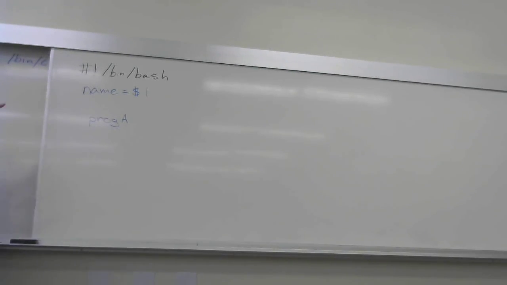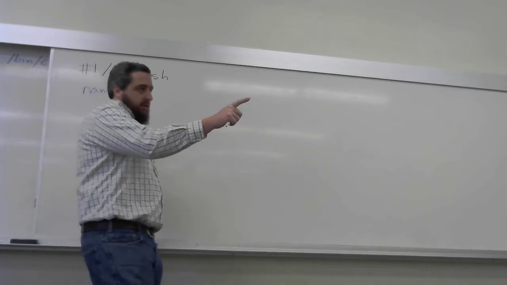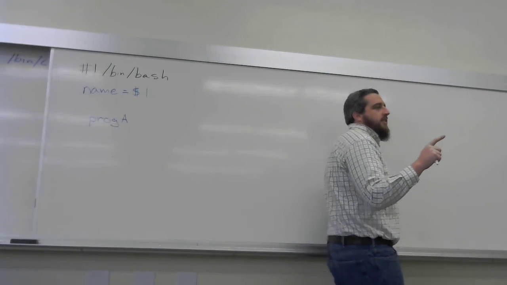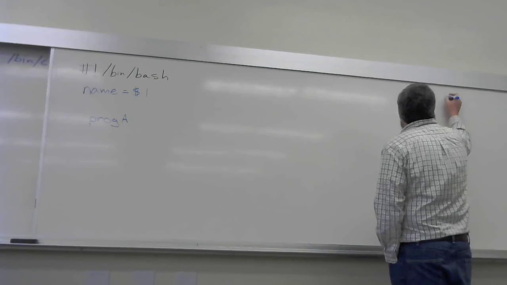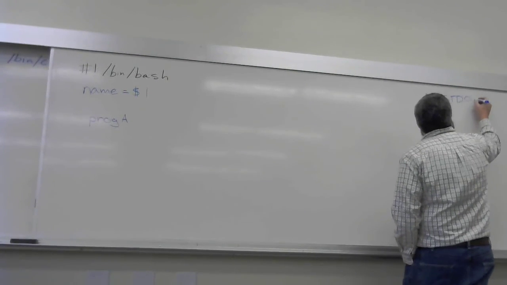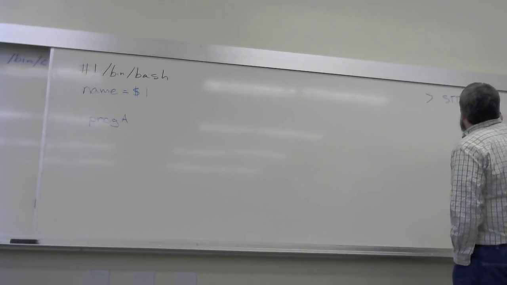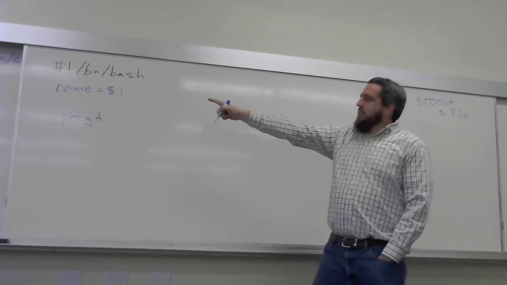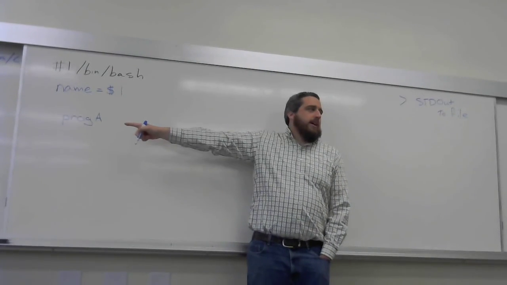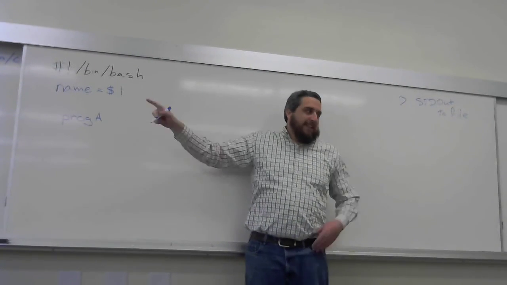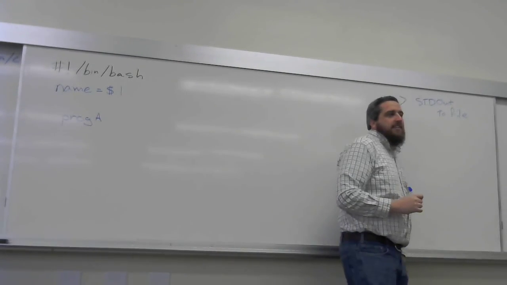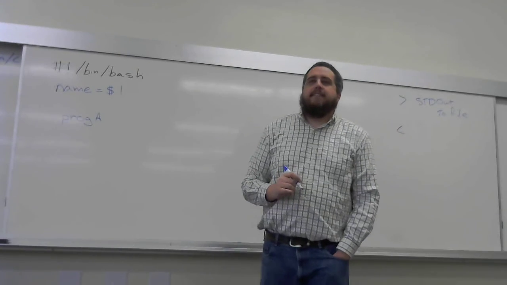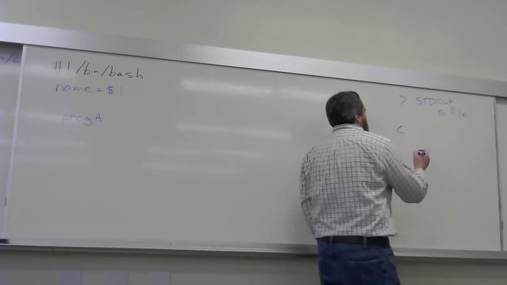So what do the carrots do? It's a good idea. What do the carrots do? So this says standard out to file. Would that help us get the name into prog A? Not at all. But that's good. Good one. What's the left carrot do? File the standard in.